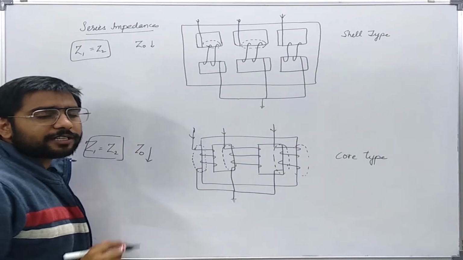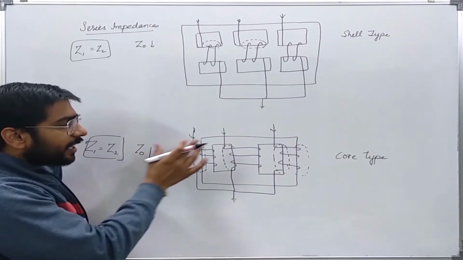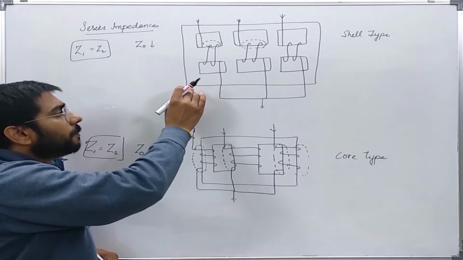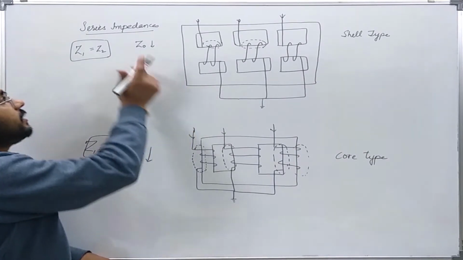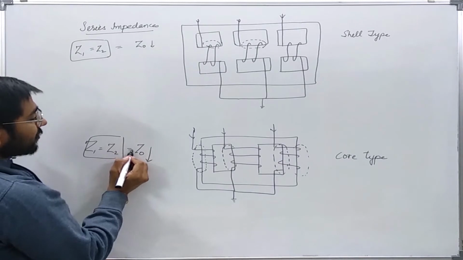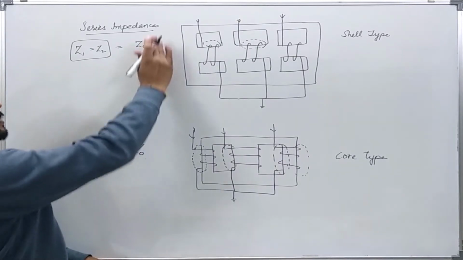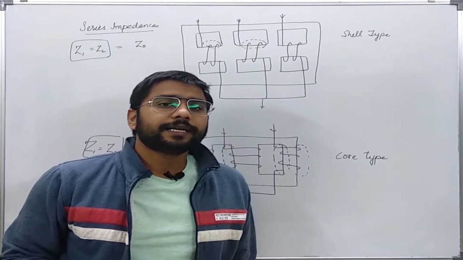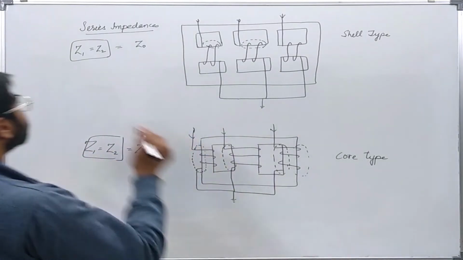However, this difference is a little bit more seen in a core type transformer as compared to a shell type transformer. For all practical reasons, these are taken as equal. That's why I have deleted that sign. Okay. Now let us study about the shunt admittance.